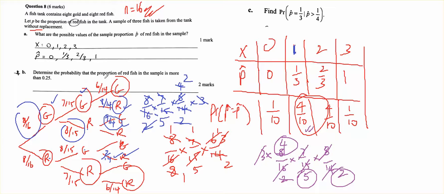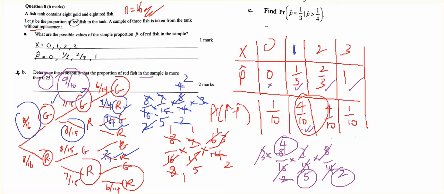Okay, part B. Find the probability the proportion of red fish in the sample is more than 0.25. Okay, that's less than 0.25. That's more than 0.25 because that's 0.333. That's more than 0.25. That's 0.666. And that's more than 0.25. So my probability is going to be 4/10 plus 4/10 plus 1/10, 9/10. 9 on 10 is my answer.